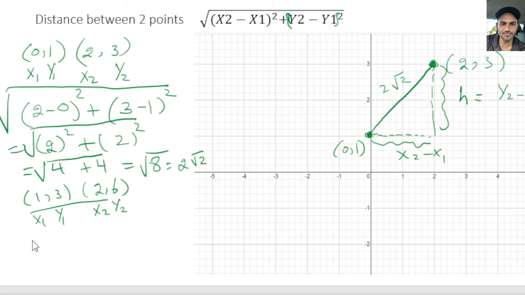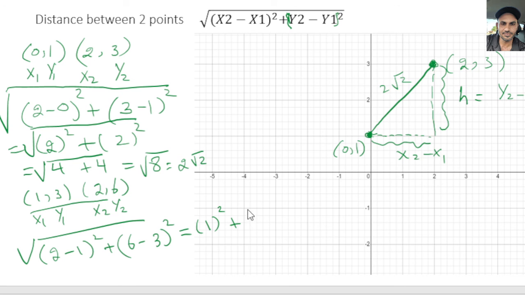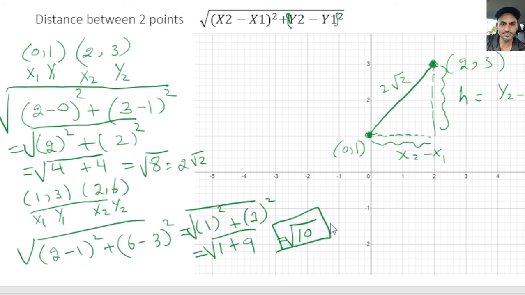This is basically x2 is 2 minus 1, squared, plus y2 is 6, y1 is 3, squared. And then we go ahead and simplify this. 2 minus 1 is 1, and we take the square of that, plus 6 minus 3 is 3. We get the square of that and take the square root. So this becomes 1 plus 9 and square root of that, which is 10, square root of 10. So this would be the distance between these 2 points, is square root of 10.